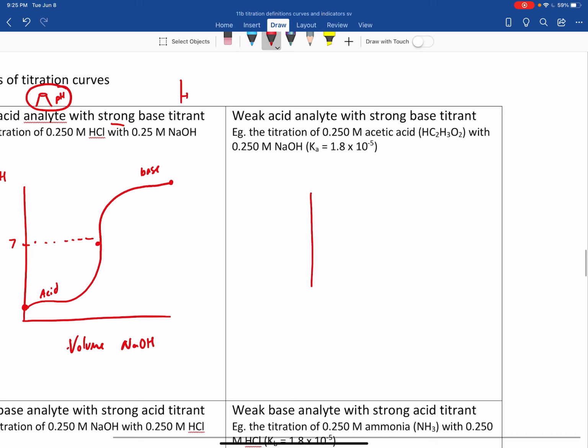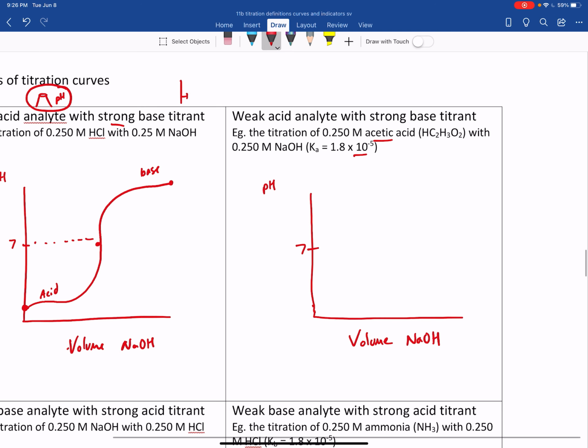Now in this scenario, we have our axis of pH, and we'll mark off 7. This time the titrant is a strong base, so it's NaOH again. The analyte in this case is acetic acid, which is a weak acid based on its Ka value. Our previous acid started at the bottom. This one should be up a little bit higher because its pH won't be as low. The reason for that is weak acids don't ionize as much.